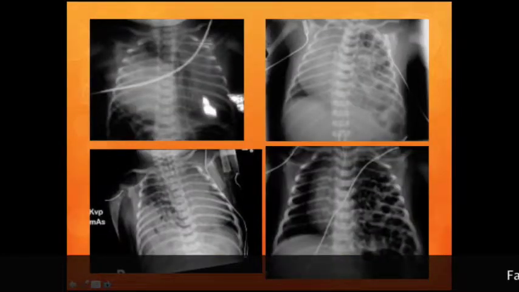And then just a few more x-rays of some nasty diaphragmatic hernias. Again, typical appearance of bowel in the chest.